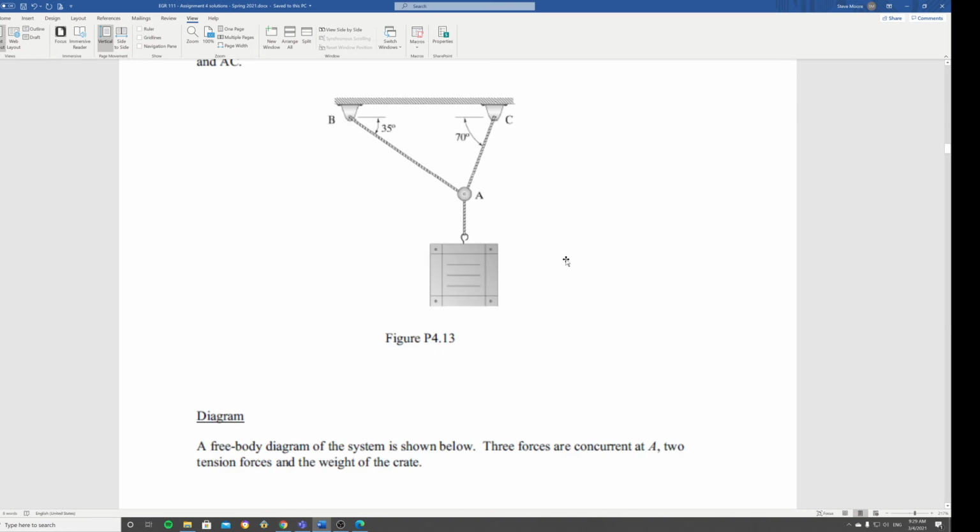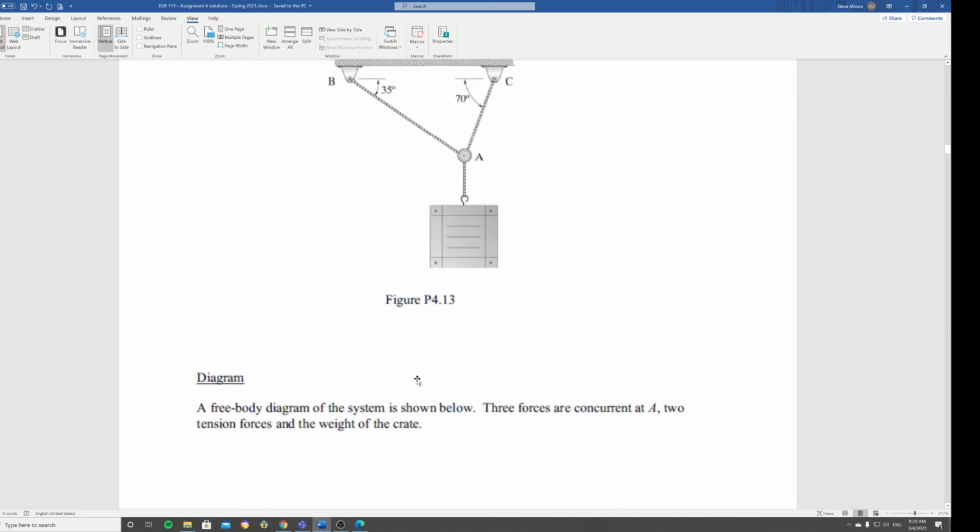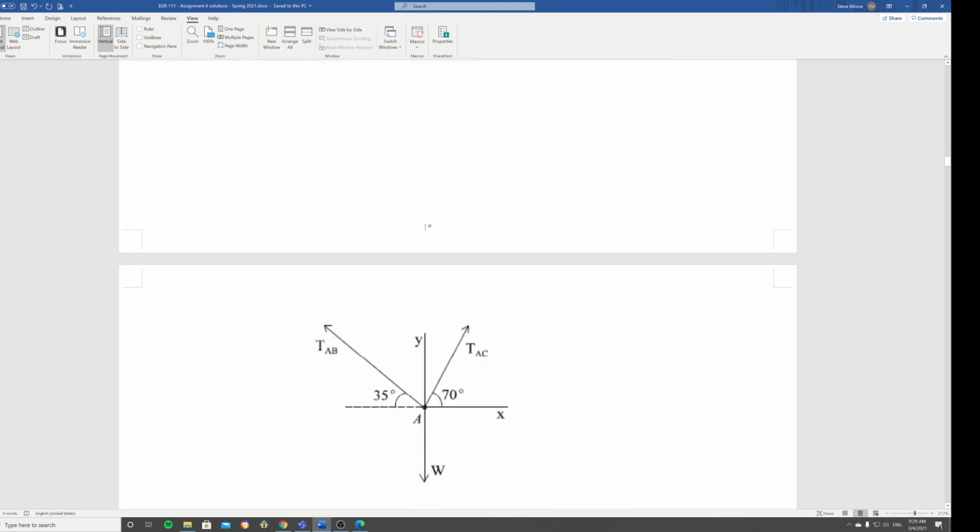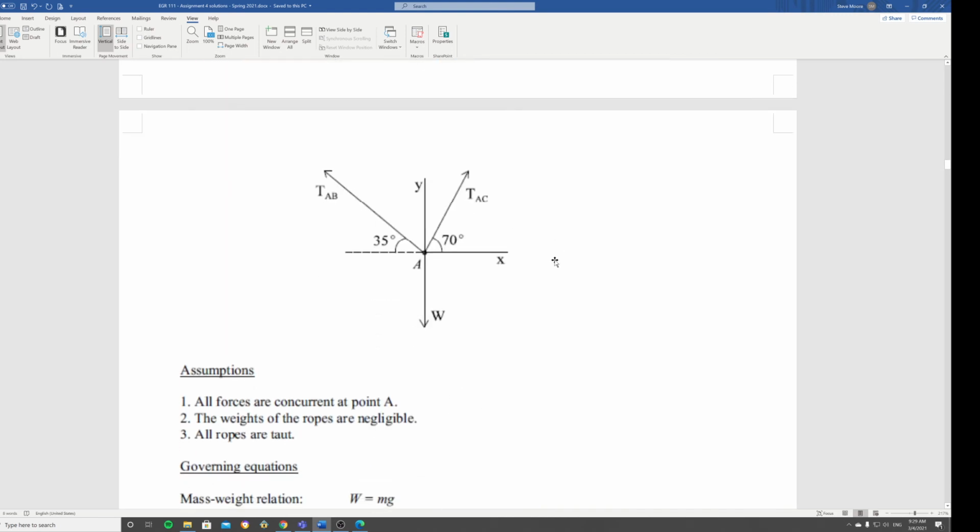Okay, so the first part of this solution, what we can do is we can actually draw a free body diagram. With the free body diagram, usually you're isolating basically part of the system. If we look at it from the perspective of point A here, we would draw forces off of this point. We have a force going down in this cable, we have one going up here, and one going up in this direction. All right, so here's our free body diagram for this problem.